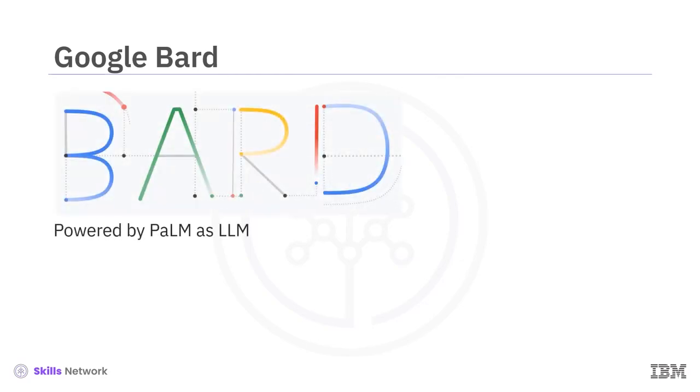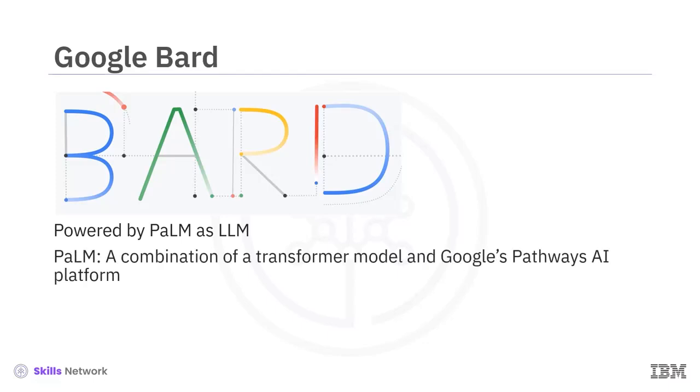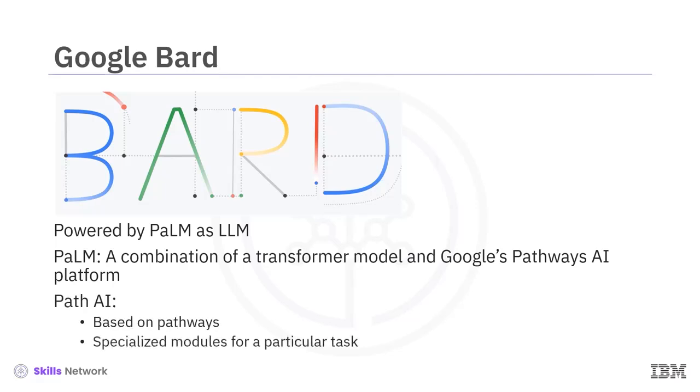Another popular text generation tool is Google Bard. It is based on Google's advanced language model, PaLM, short for Pathways Language Model. PaLM is a combination of the Transformer model and Google's Pathways AI platform. Pathways AI is based on Pathways, which are specialized modules responsible for a particular task, such as NLP or machine translation. In addition to the massive training dataset of text and code, it also pulls information from sources on the internet to respond to prompts.